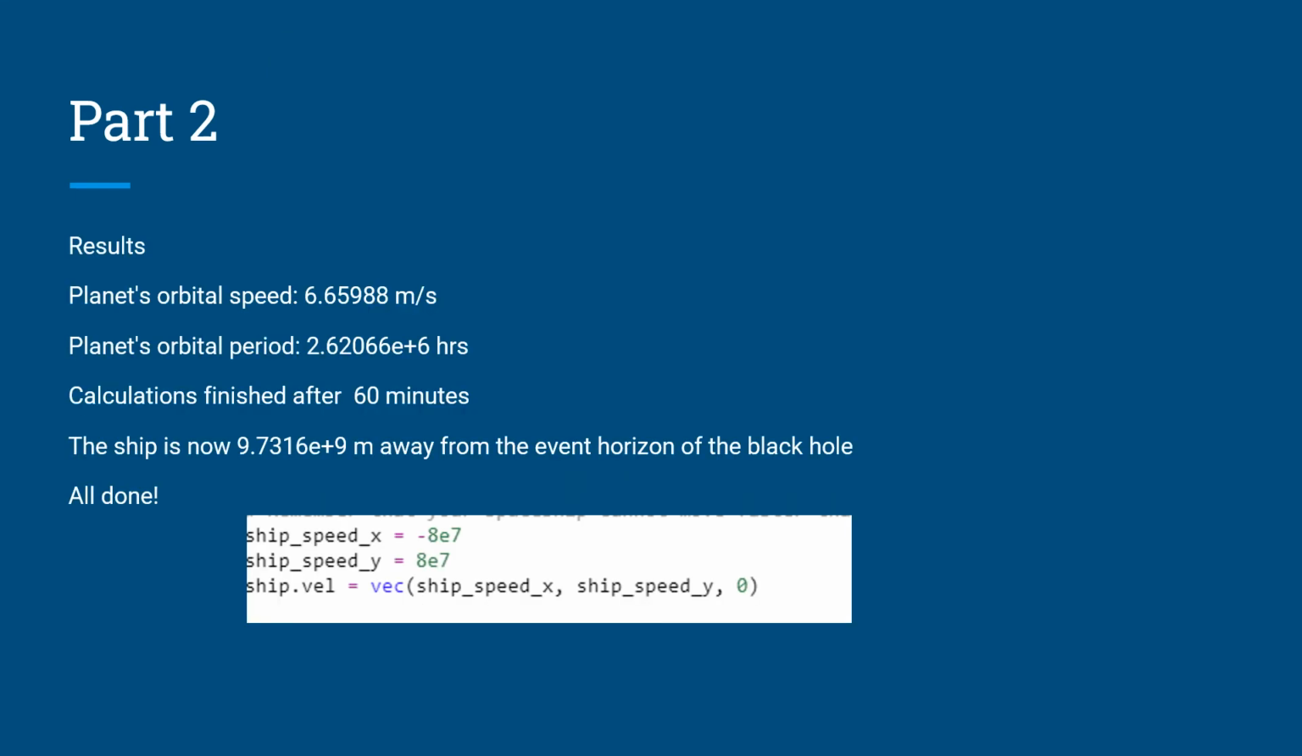We used trial and error, and we figured out that the x component of the speed of the ship is negative 8 e to the 7, and the y component is 8 e to the 7. And that's what it took for the ship not to crash into the black hole.